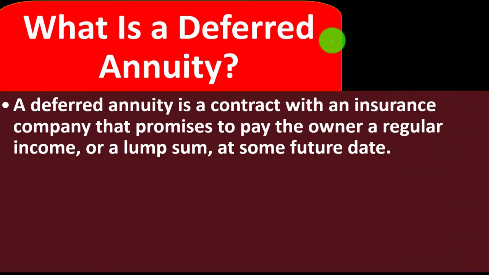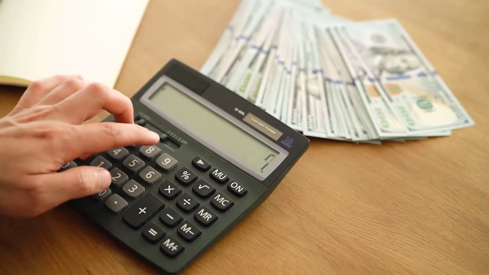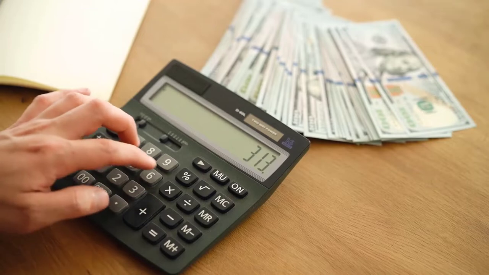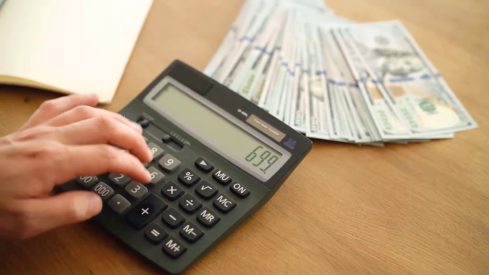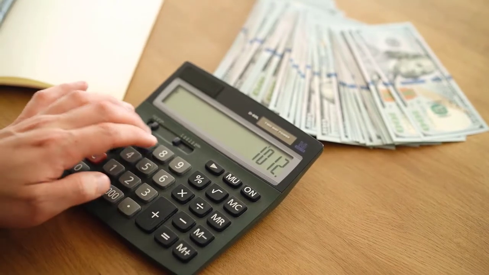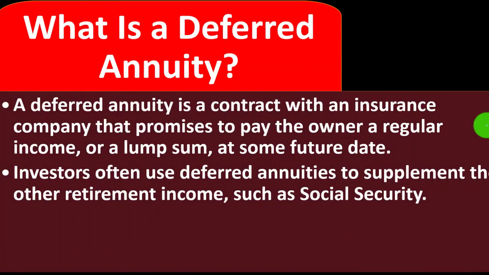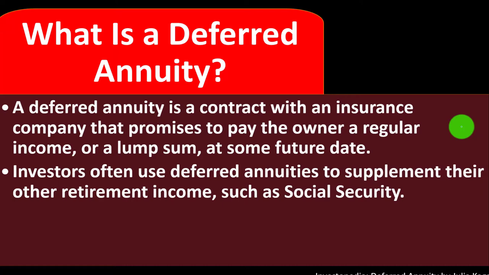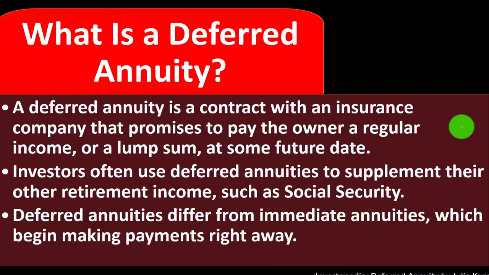This can be used as part of a retirement planning tool, helping some of your money go a little bit further, as well as giving a little more security in some cases. So investors often use deferred annuities to supplement their other retirement income, such as Social Security. Deferred annuities differ from immediate annuities, which begin making payments right away.